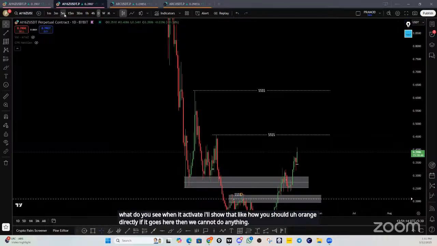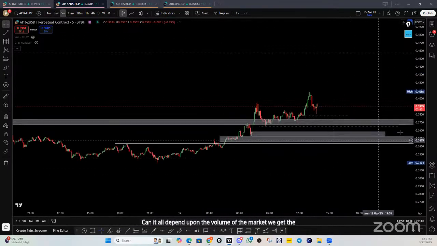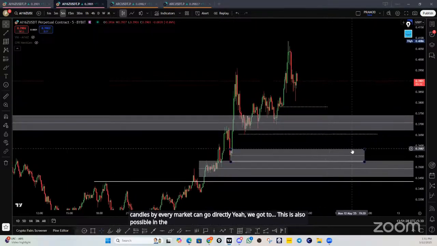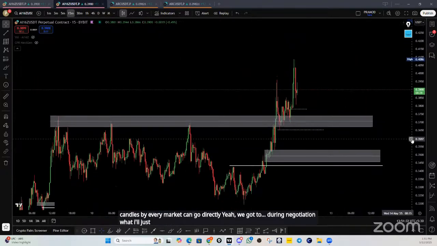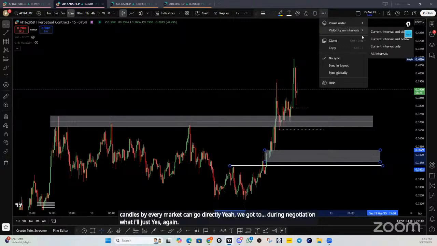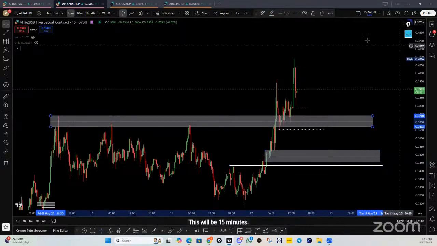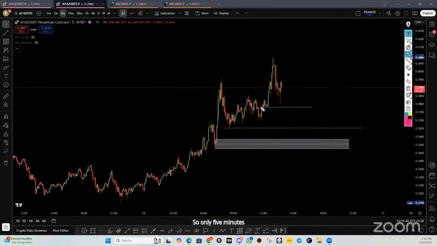Correct. All depends upon the volume. If we get ultra high volume candles during the US session, maybe the market can go directly. But we cannot deny that, right? See, even this is also possible, guys. This will be 15 minutes. It's also 15 minutes. So on the 5 minutes, then this is also possible.